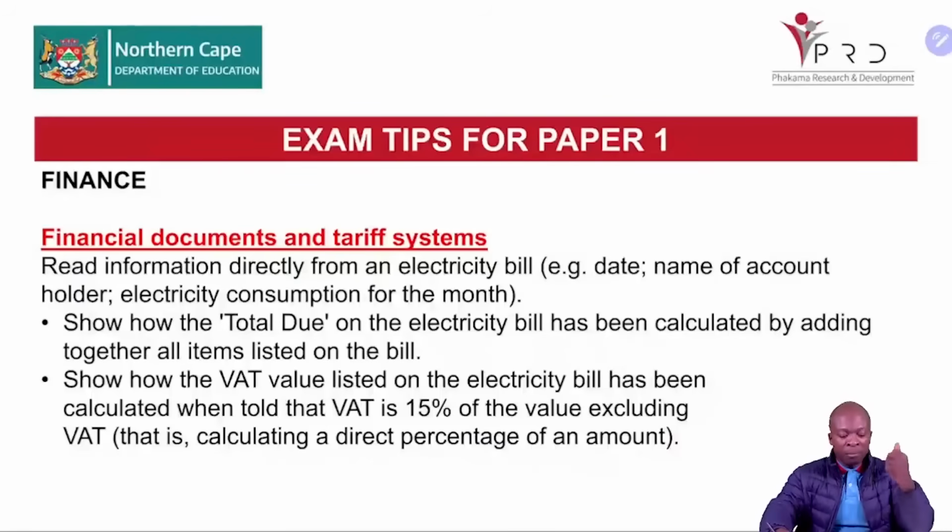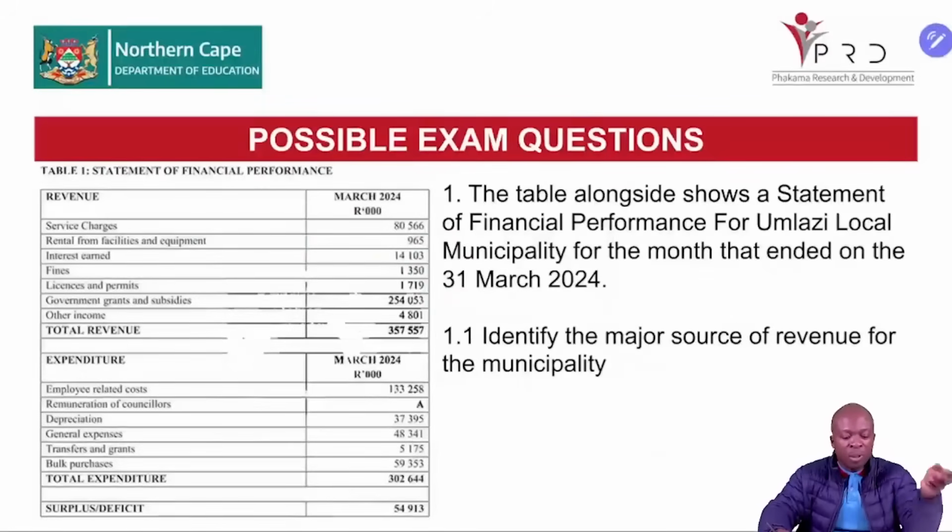All right. You should be able to know how the total values of items are calculated. You should be able to calculate VAT, VAT inclusive, VAT exclusive values. So for that, let's get to some few possible exam questions. It says, question 1. The table alongside shows a statement of financial performance for Umla as a local municipality for the month that ended on the 31st of March 2024.